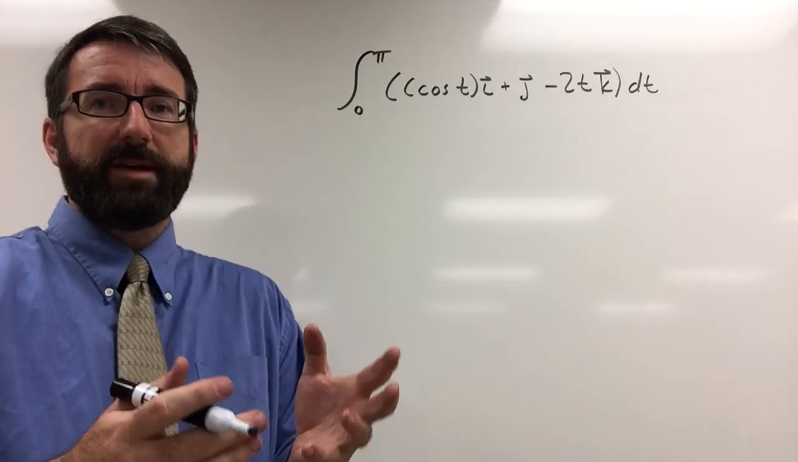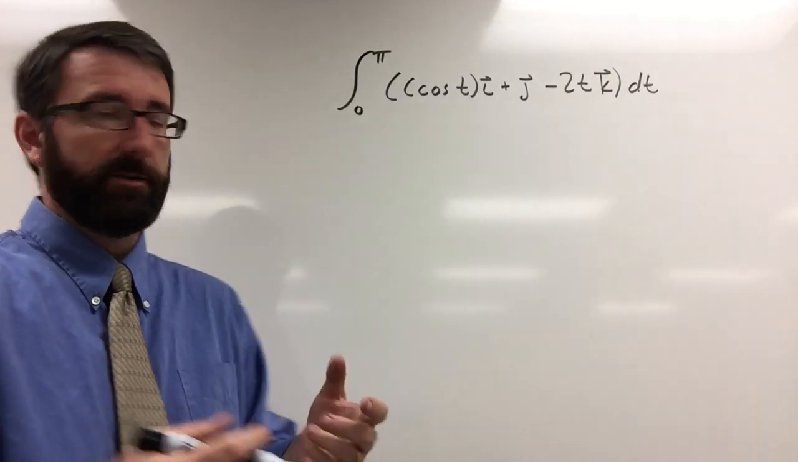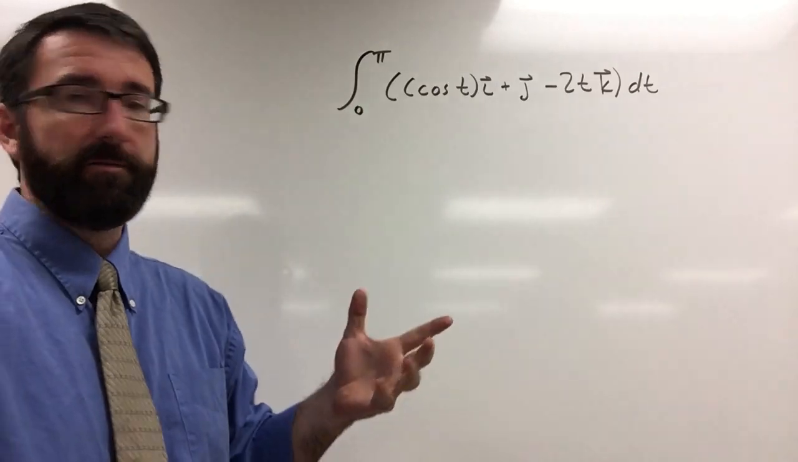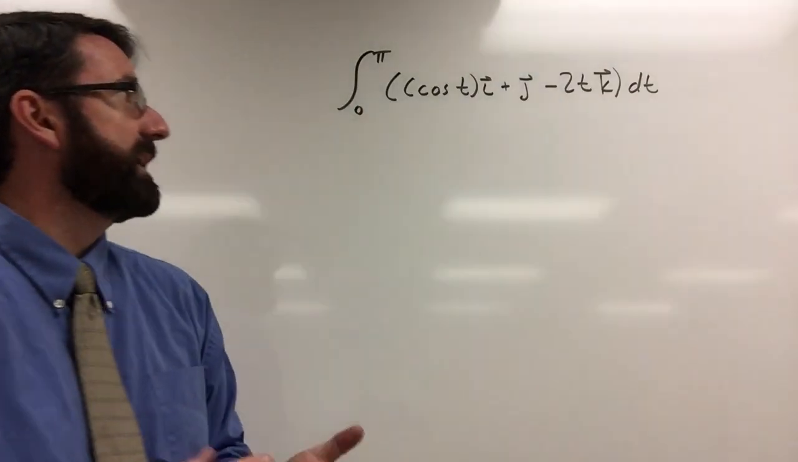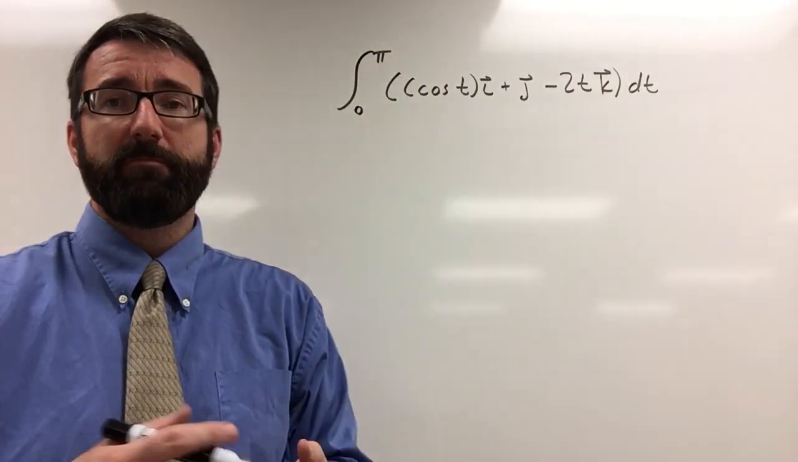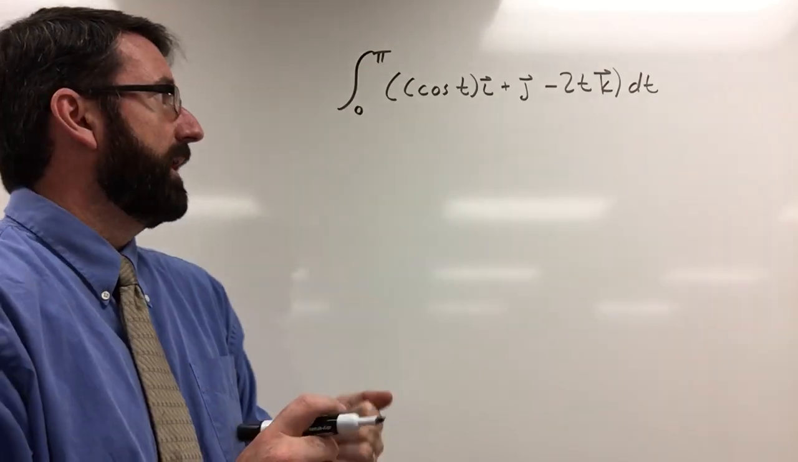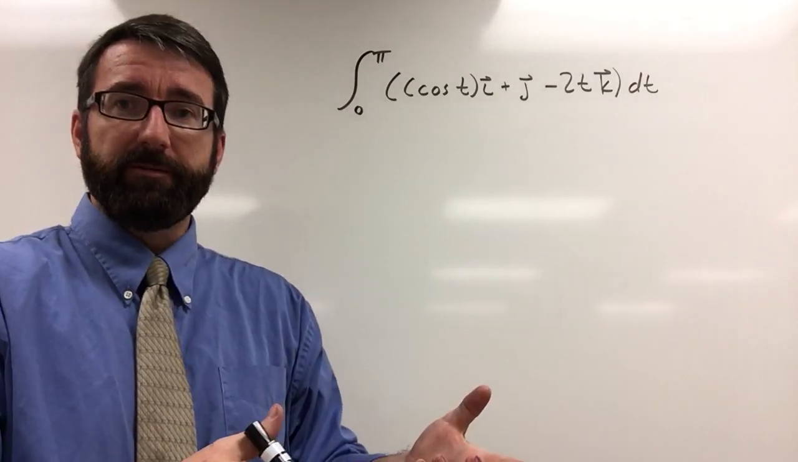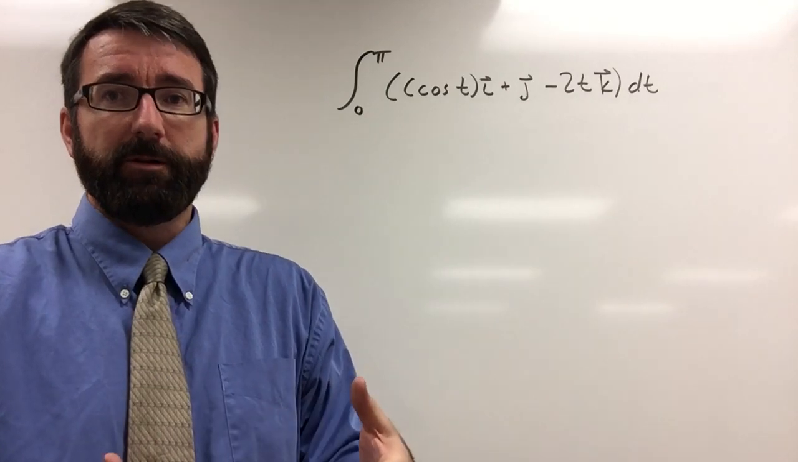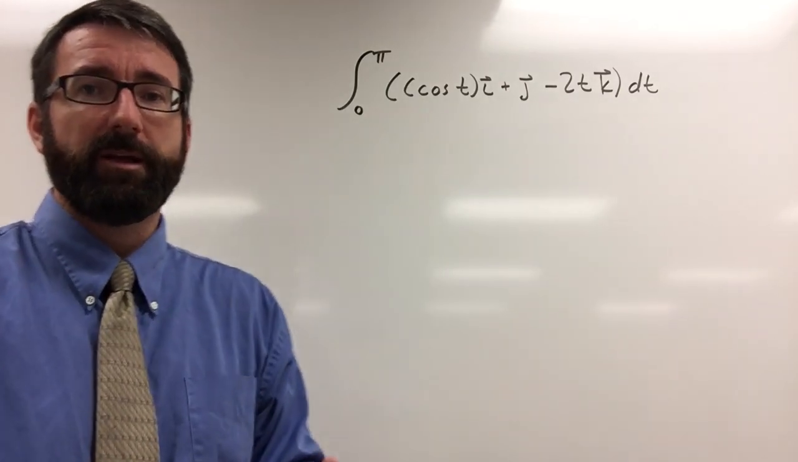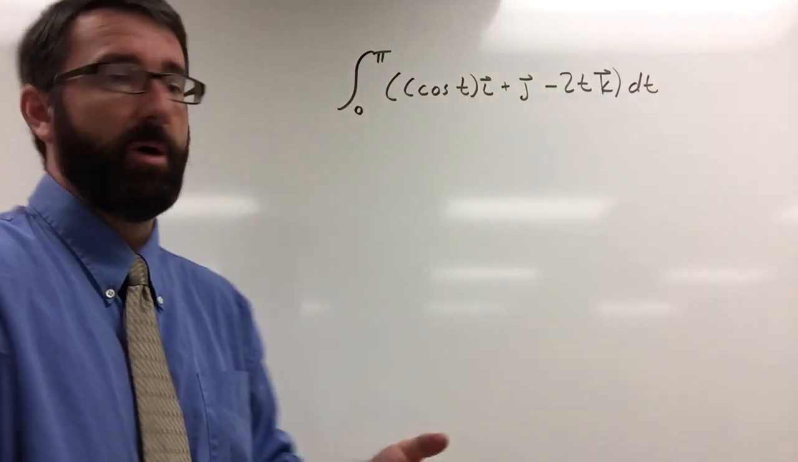In this example, we're asked to find the definite integral from 0 to pi of this vector function, cosine t i plus j minus 2t k. And as with derivatives, we find the integral of a vector function by integrating each component.